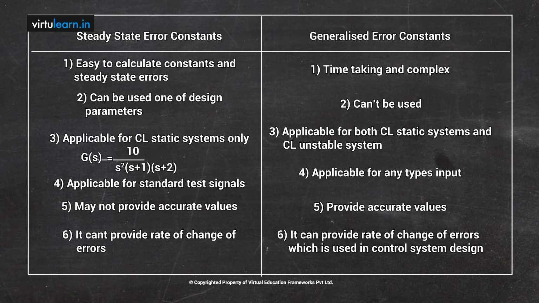This rate of change of error is very useful in the design procedure. When you are doing a design, we not only take the error, we also take the rate of change of error, which is readily available in the generalized error constant method. So these are the pros and cons of these two different methods. But in most design procedures, we follow the simplest method, that is the steady state error constant method or static error constant, in spite of having some drawbacks.